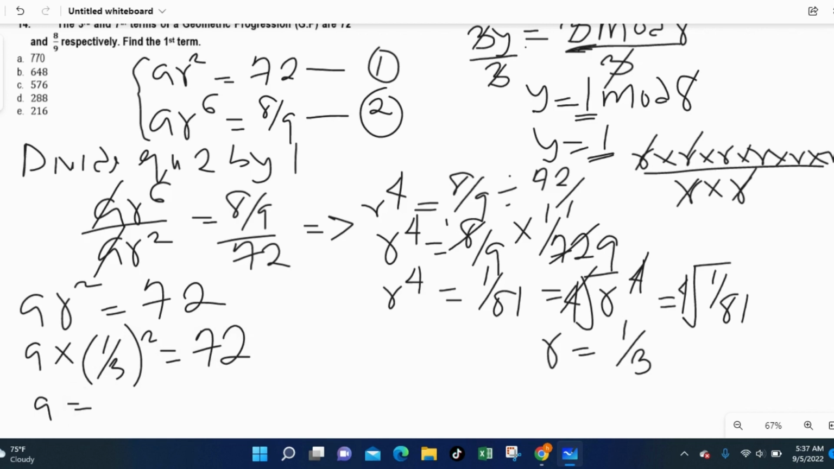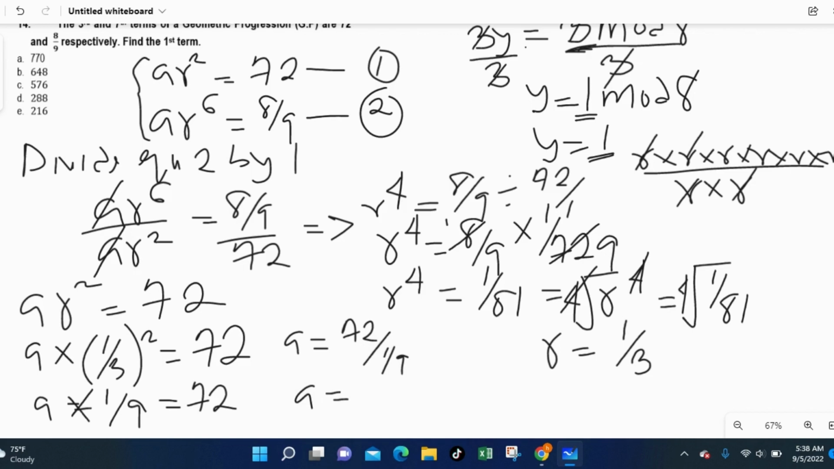So we'll have our A equal to 1 raised to power 2 over 3 raised to power 2. That will give us 1 over 9. This is A times 1 over 9 equal to 72. So from there, our A will now be equal to 72 divided by 1 over 9. A will now be equal to 72 divided by 1 over 9.